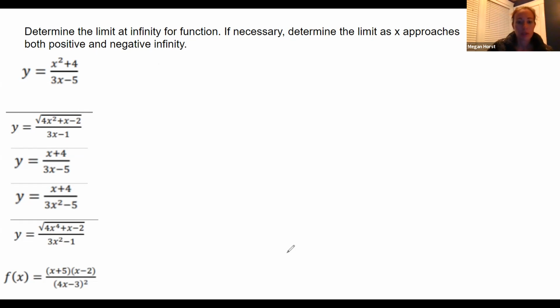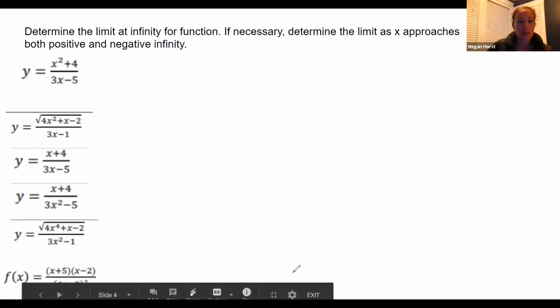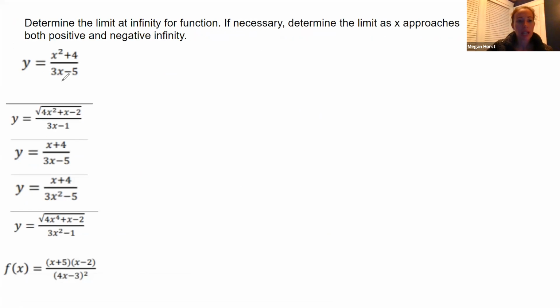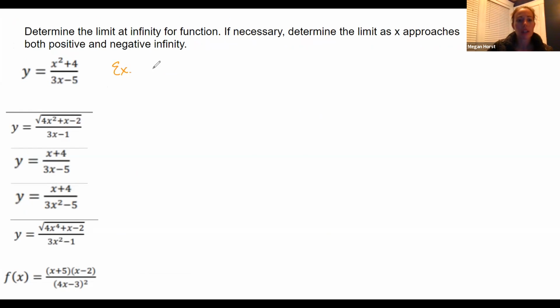So let's start with this first one. We have y equals x squared plus 4 all over 3x minus 5. So I'm going to analyze this. This is example 1. I'm going to find the limit as x goes to positive infinity of x squared plus 4 all over 3x subtract 5.